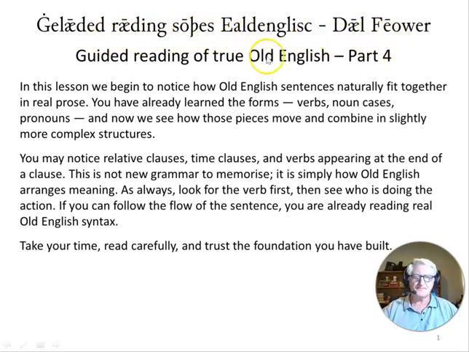So in this lesson we begin to notice how Old English sentences naturally fit together in real prose. You have already learned the forms, verbs, noun cases, pronouns, and now we see how those pieces move and combine in slightly more complex structures. I'm just talking about sentences. I don't know if complex structures is necessarily a good word to use, but anyway, don't be intimidated by it. I really just mean sentences. You already understand them from modern English, and there's a great deal of similarity there.